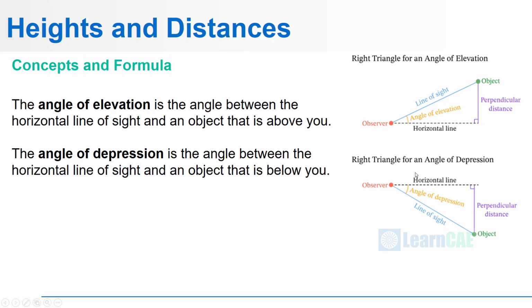Similarly, the angle of depression is the angle between horizontal line and the line of sight. That is the line of sight of the object which is below the horizontal line.